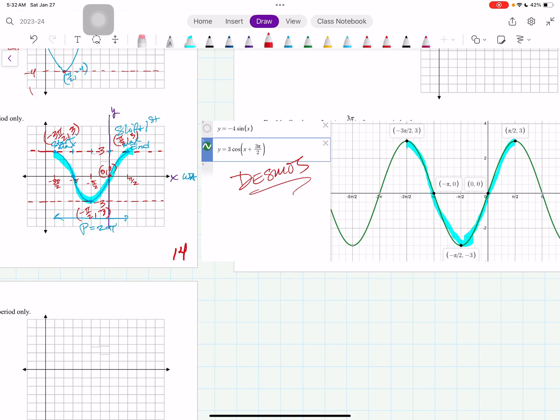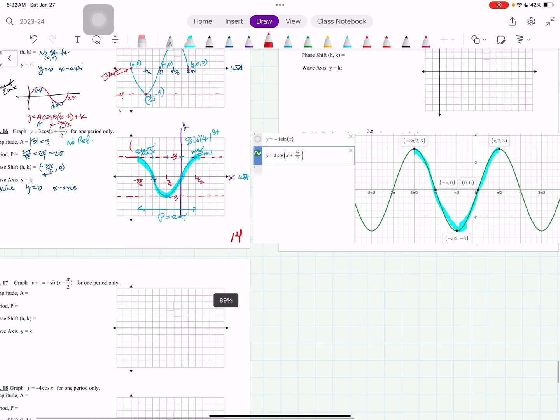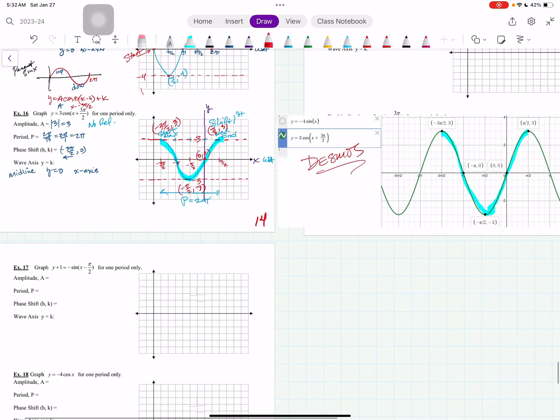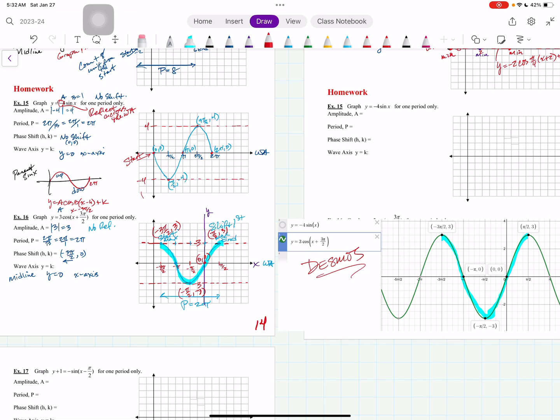And that is all, okay? So we verified it. So check by plotting points. Check Desmos, plot the points, compare, and you're good to go. All right, and that's how you do it, guys. The only thing you got to do is practice and get good.